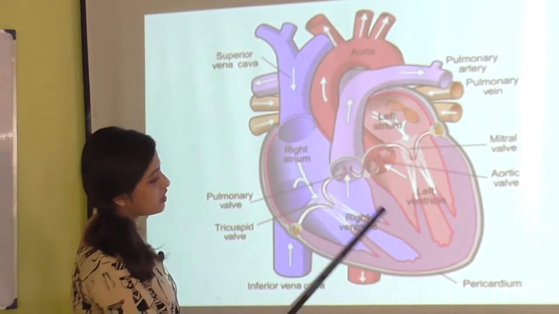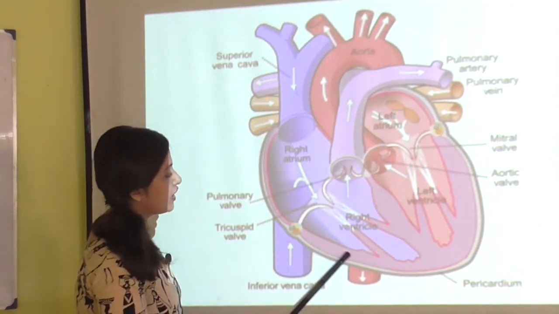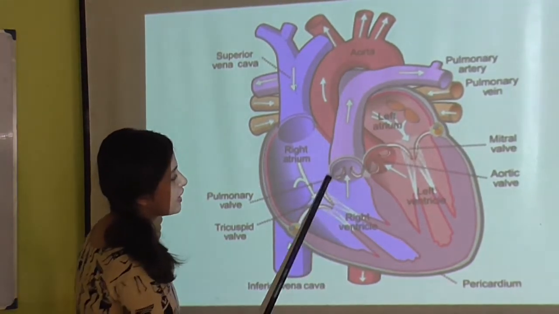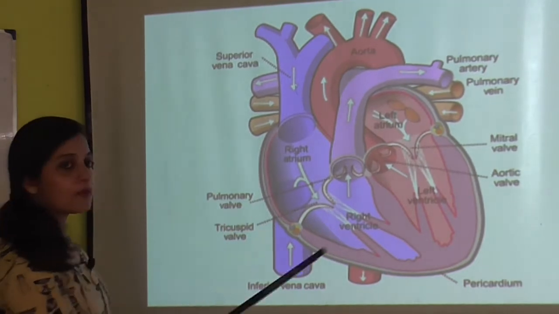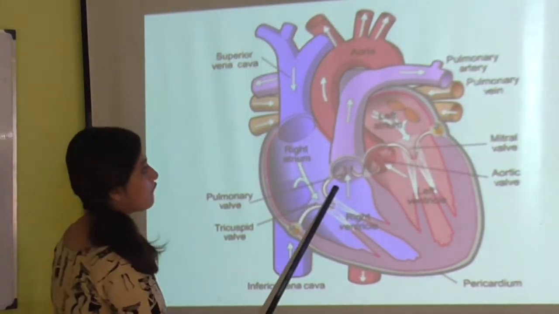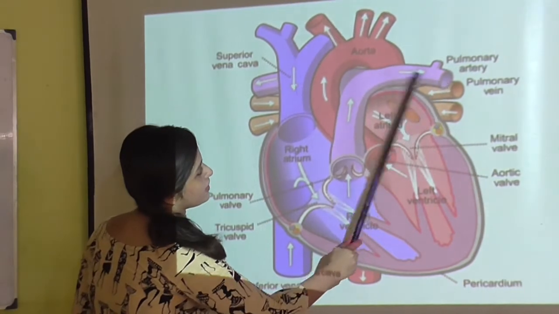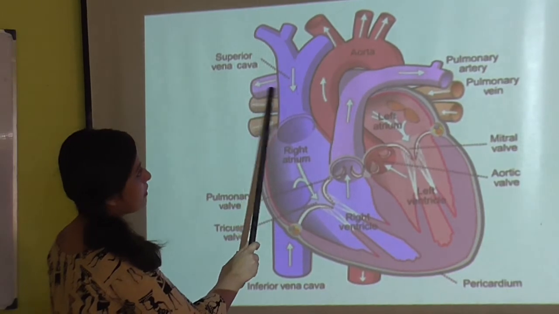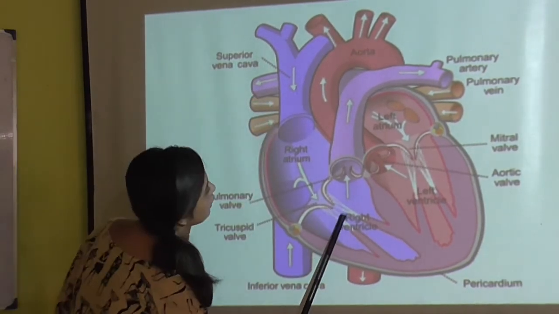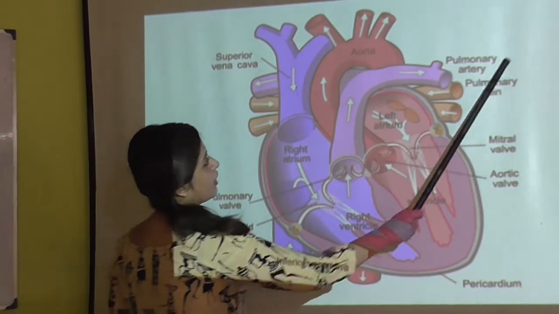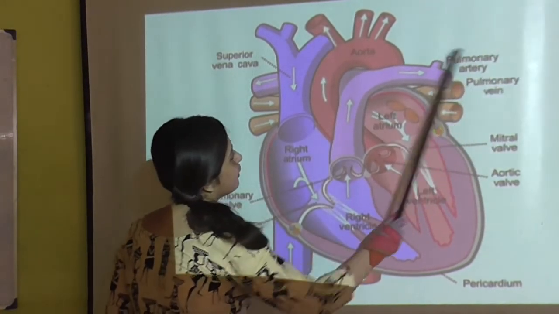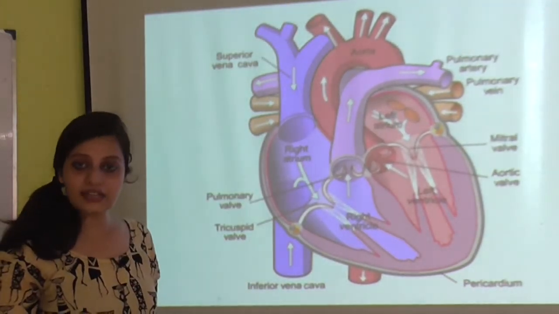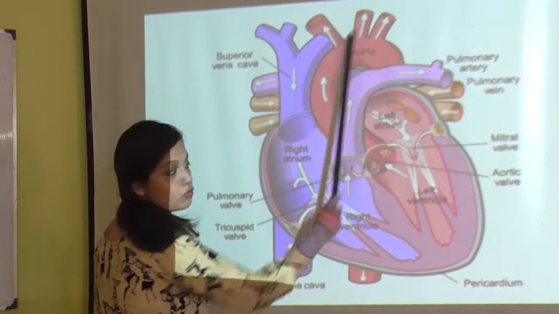From the right ventricle, the deoxygenated blood goes to the pulmonary artery by pushing this valve, known as the pulmonary valve or semilunar valve. After going there, can you see its two branches? One branch is this one, another branch is this one. This is a pulmonary artery as well. So the blood will go from this vessel and this vessel to the two lungs. There are two lungs present.